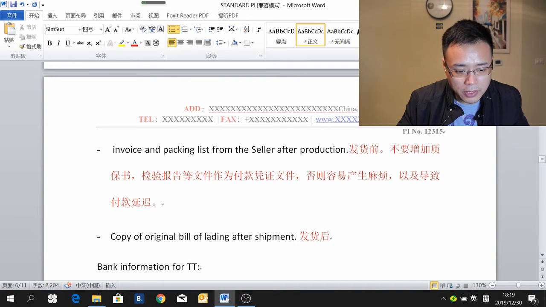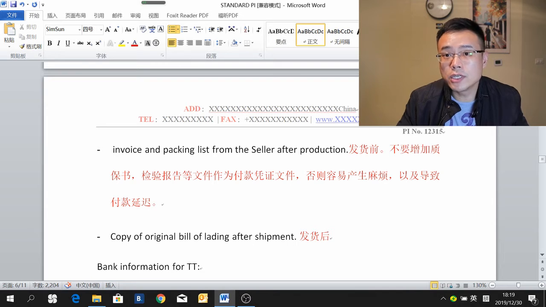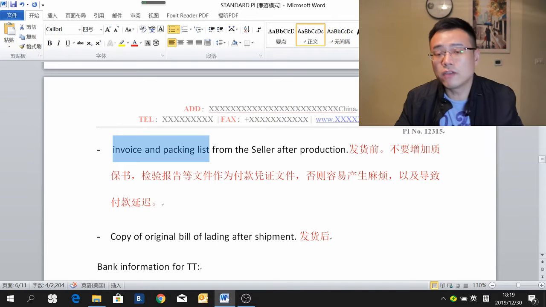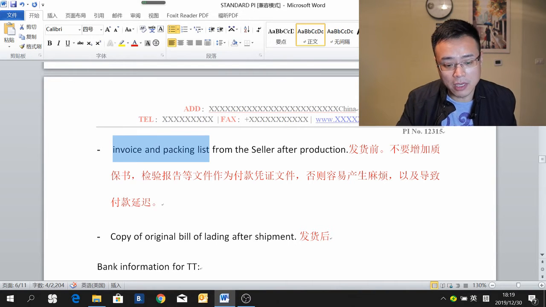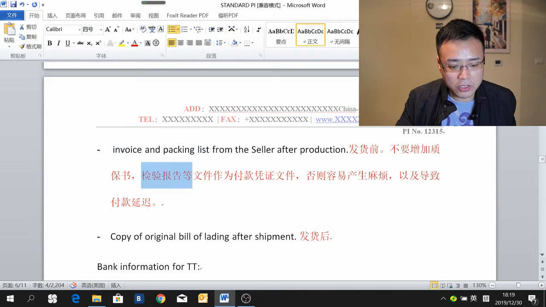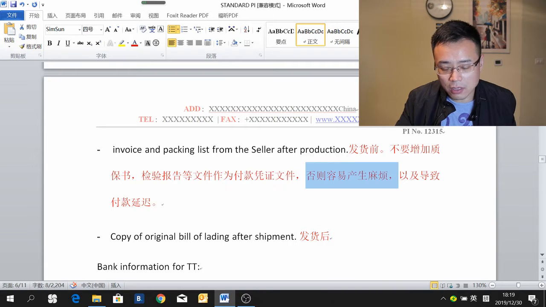Do not put MTC or inspection report here. Only make invoice and packing list. You send the invoice and packing list, you ask for the payment. If you have to make MTC or inspection report as payment proof, this is going to be a lot of problems for you, a lot of headaches.